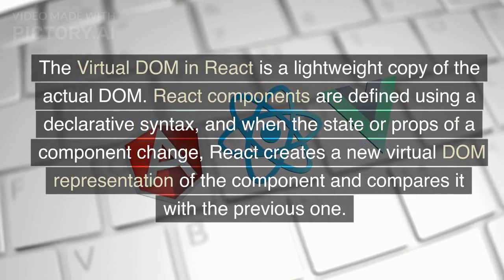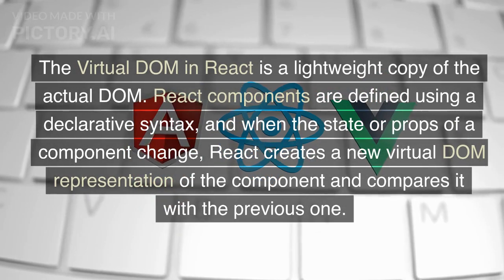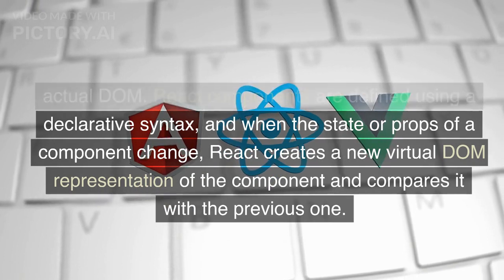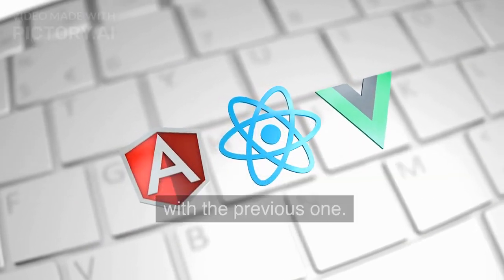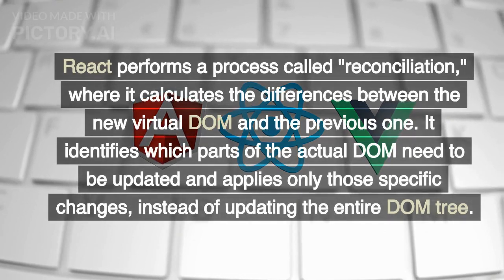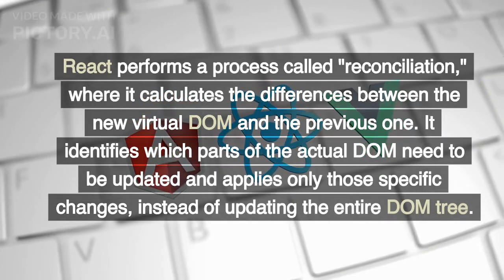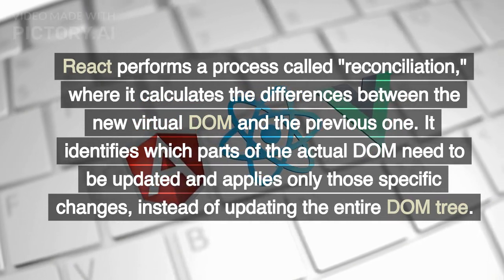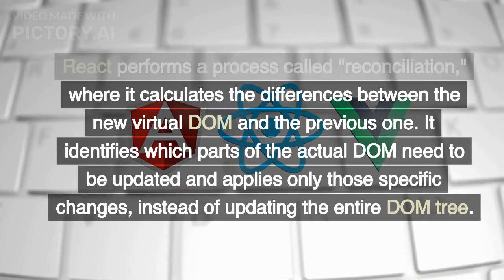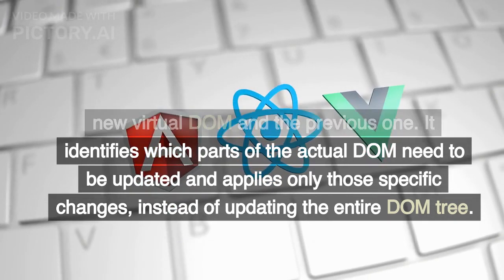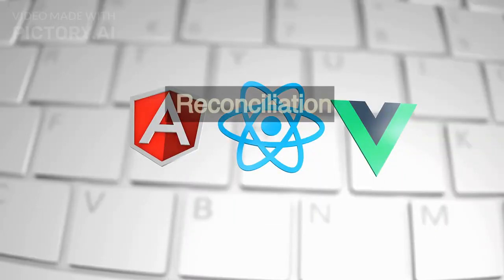React components are defined using a declarative syntax, and when the state or props of a component change, React creates a new virtual DOM representation of the component and compares it with the previous one. React performs a process called reconciliation, where it calculates the differences between the new virtual DOM and the previous one. It identifies which parts of the actual DOM need to be updated and applies only those specific changes, instead of updating the entire DOM tree.